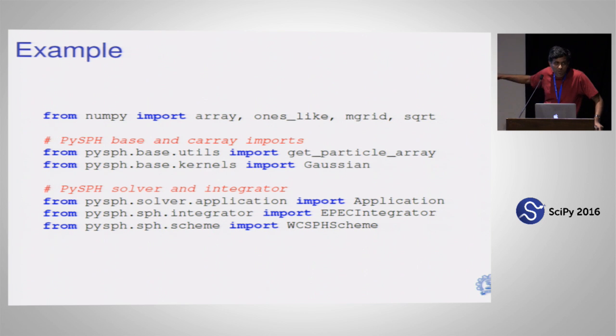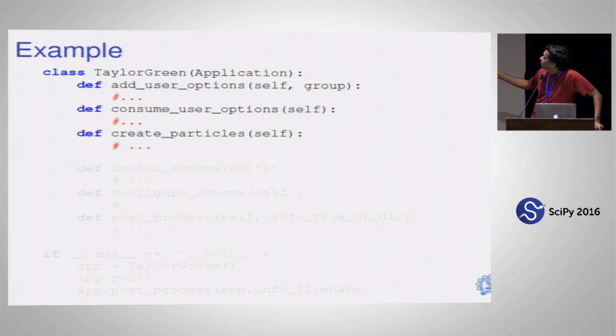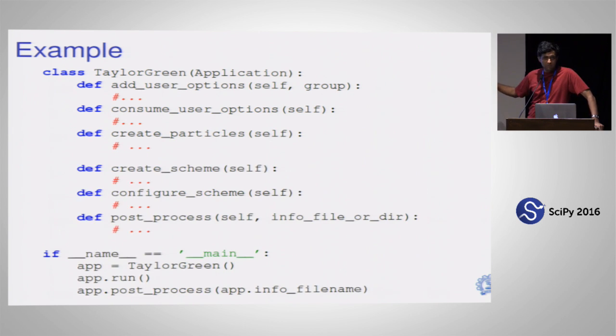So you do a bunch of imports. I'm going to skip this. And then you can write a little application saying this is a Taylor-Green problem, which I have a complete example that's checked in. You can add a bunch of user options in addition to what PySPH already provides. You can consume those. So after it parses the command line options, it will call this back. You create whatever particles, and then you can create a scheme, configure the scheme, and then do any post-processing. So this is a typical example, and we ship with 35 examples. So if you do pip install PySPH, you actually get 35 runnable examples.